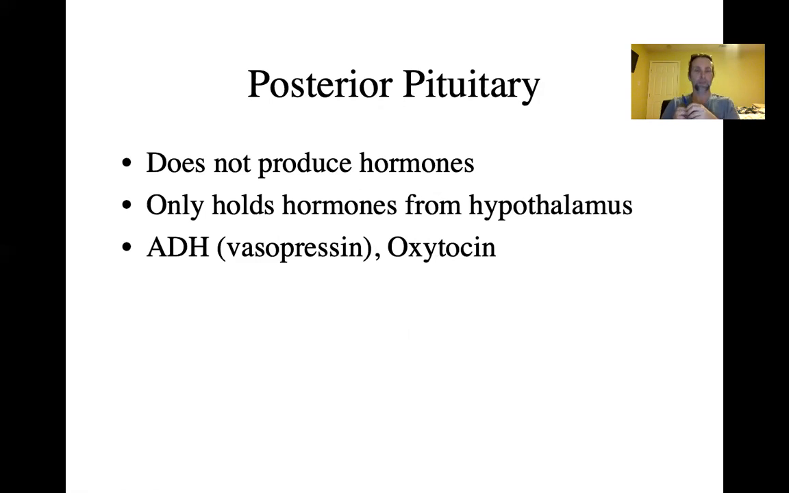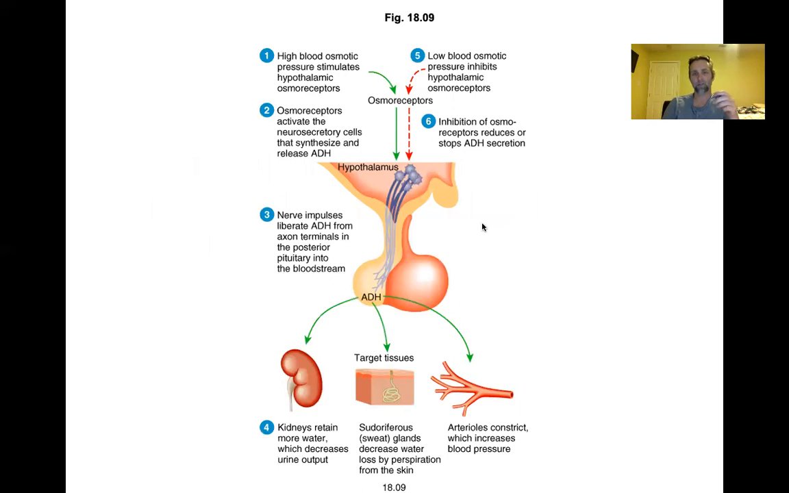Posterior pituitary, oxytocin, ADH. Oxytocin, uterine contractions and the letdown reflex, but especially uterine contractions. And then ADH, which is also called vasopressin. ADH causes your body to conserve water during urine production. That's what this last slide is getting to, right? So ADH is going to decrease urine output. Right here, what it says, kidneys retain more water, which decreases urine output.